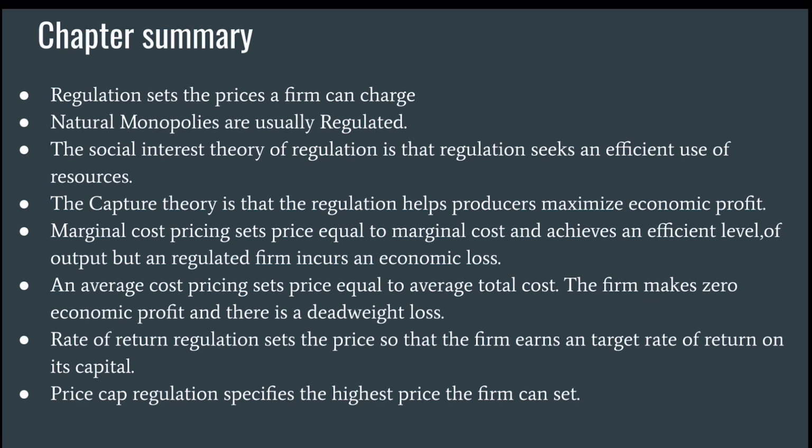Marginal cost pricing sets price equal to marginal cost and achieves an efficient level of output, but an unregulated firm incurs an economic loss. Average cost pricing sets price equal to average total cost. The firm makes zero economic profit and there is a deadweight loss. Rate of return regulation sets the price so that the firm earns a target rate of return on its capital. Price cap regulation specifies the highest price a firm can set.